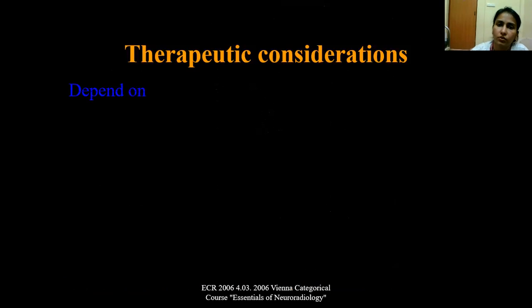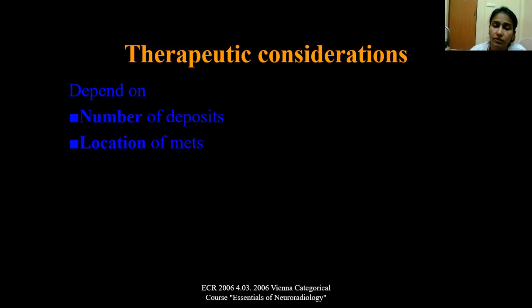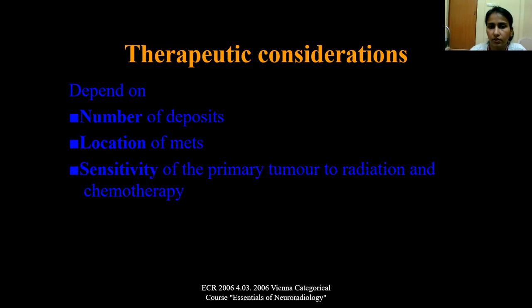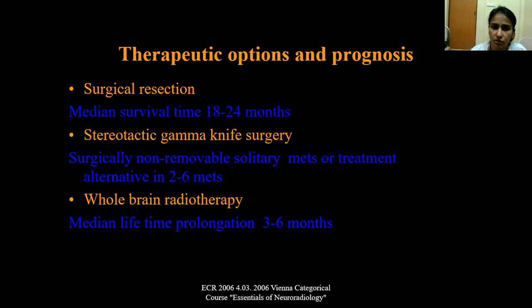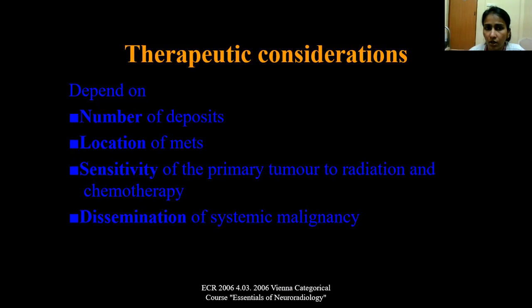Okay, so what are the therapeutic considerations? Therapy depends on the number of deposits and location of mets, the sensitivity of the primary tumor to radiation and chemotherapy, and dissemination of systemic malignancy. So we have to calculate the number of deposits. It could be possible that some lesions are not seen on the non-enhanced images, and you can see multiple lesions on the contrast enhanced images.